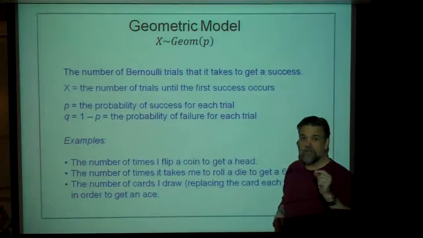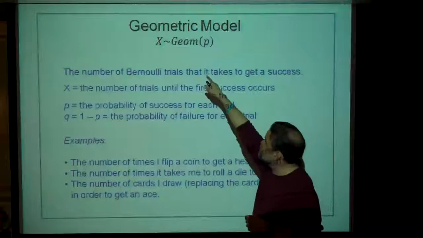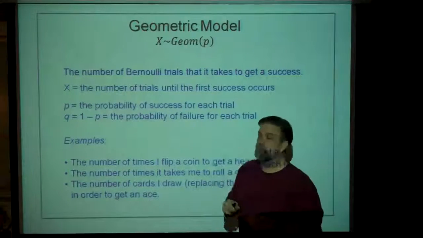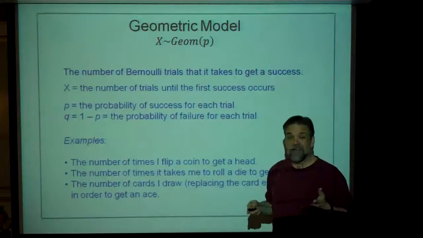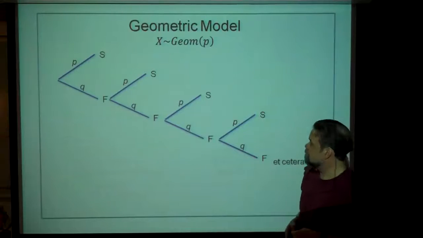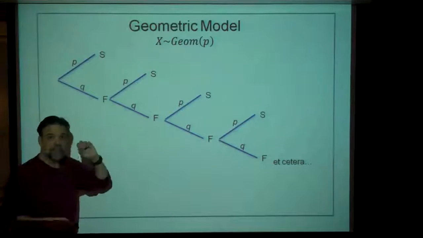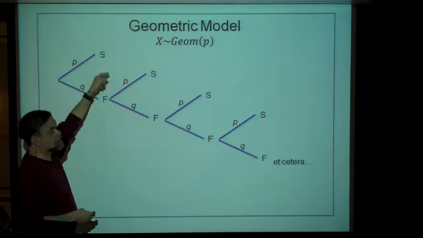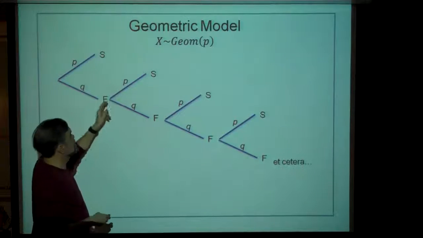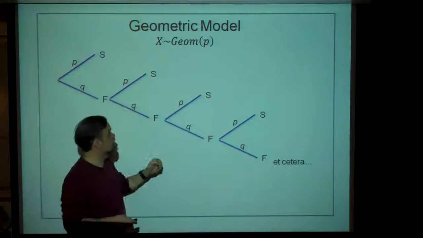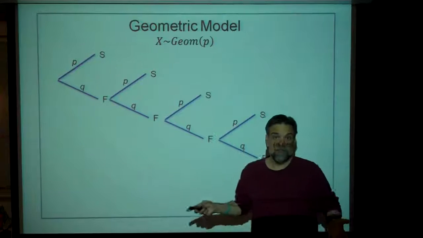Okay? The way we write that this is a geometric random variable is right up there. We say x, a little tilde, geometric with our parameter p. Not everybody writes it that way, but I write it that way. So this is what our probability tree looks like. You start here and you have your first trial. You either get success, in which case you stop, or failure, in which case you go on. And then you do it again. Success or failure, in which case you go on, etc., etc., kind of forever.